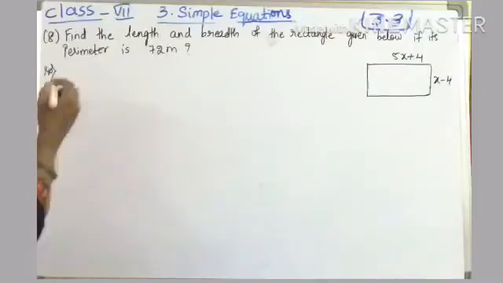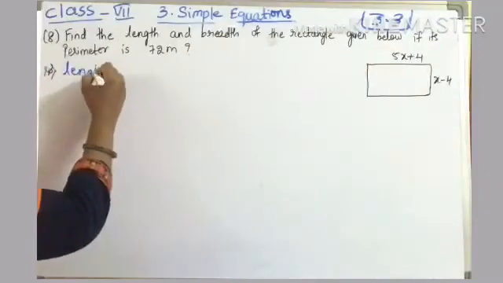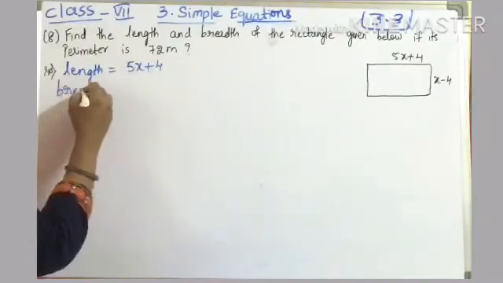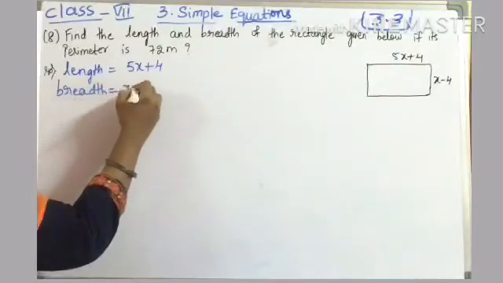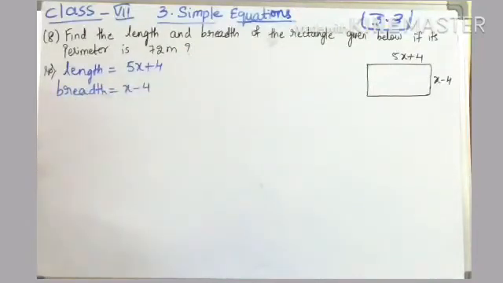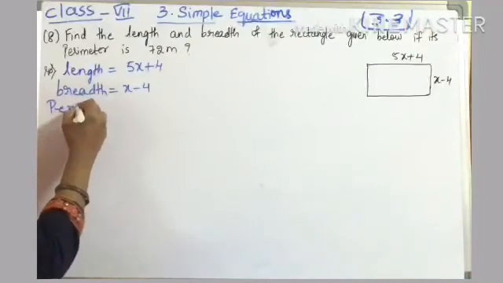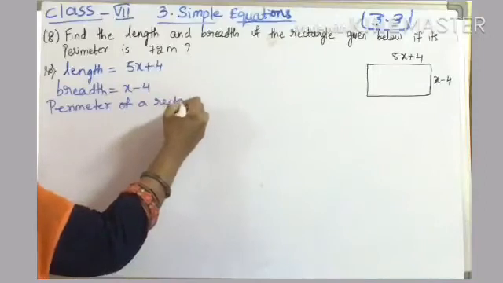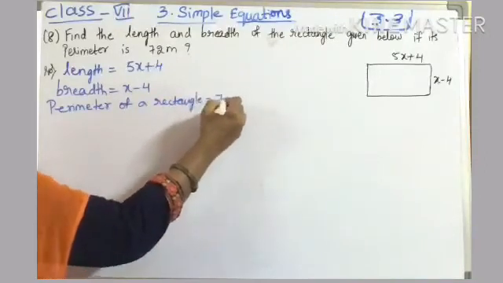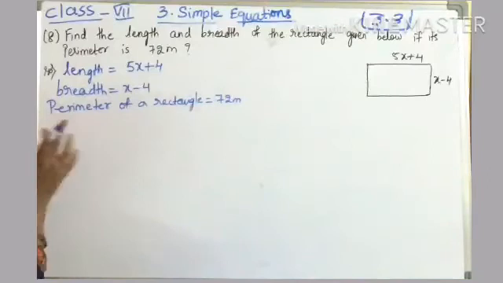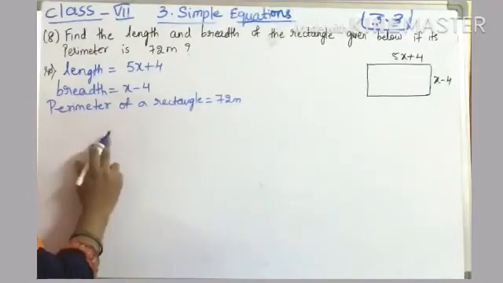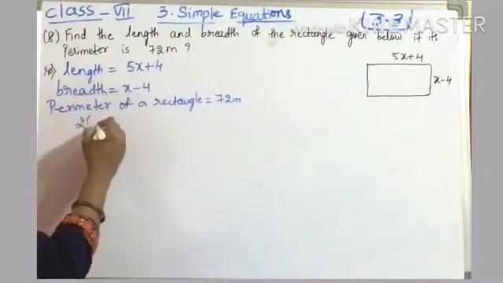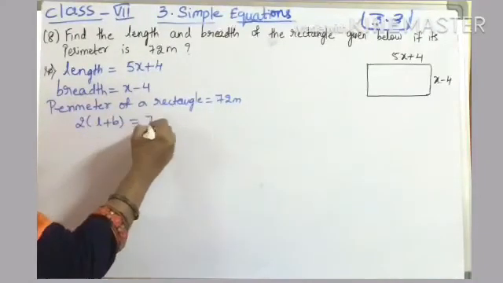So first we will write what is given. Length of the rectangle, how much they gave? 5x plus 4. And breadth they gave as x minus 4. And what is given in the question? Perimeter of the rectangle, 72 meters. What is the formula for the perimeter of a rectangle? 2 into L plus B, that you know. Otherwise, the sum of all four sides also you can take. So 2 into L plus B equal to 72 meters.